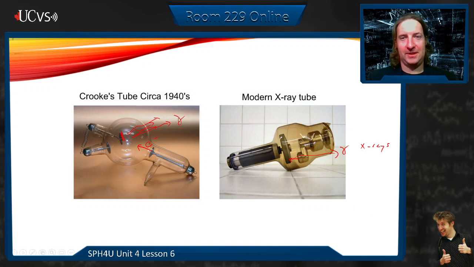Okay? They used to have these things in schools, these nice Crookes tubes. Unfortunately, they're pretty unsafe, right? You can get cancer from these X-rays. These high energy photons can go into your body and manipulate your DNA.